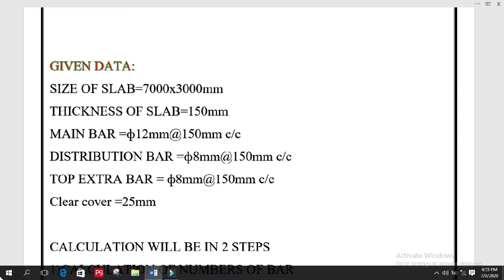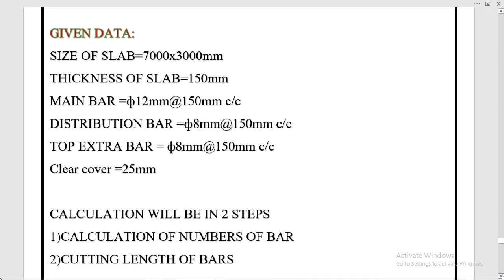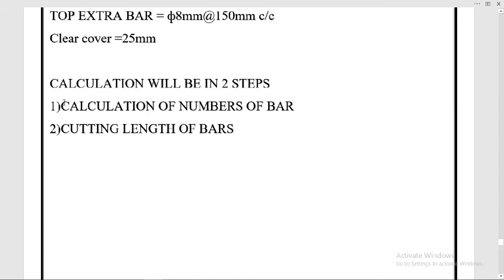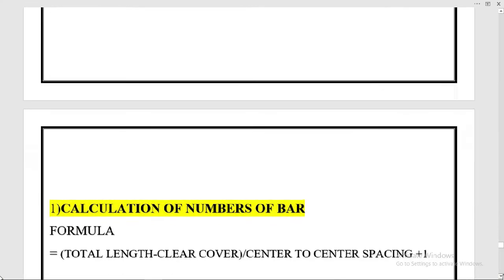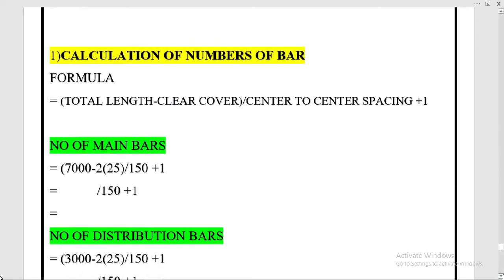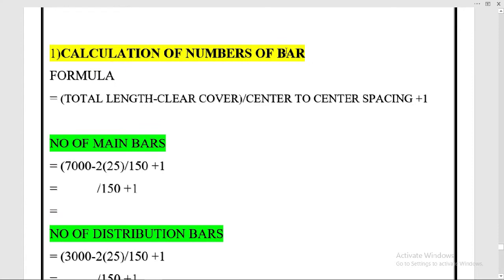Calculation will be in two steps. We will do the calculation of BBS in two steps. First we will calculate the number of bars: number of main bars, number of distribution bars, and number of top extra bars. Then we will calculate the cutting length of main bar, distribution bar, and top extra bar, and finally we will calculate their weights. Let's start the solution of this numerical. First we will calculate the number of bars.